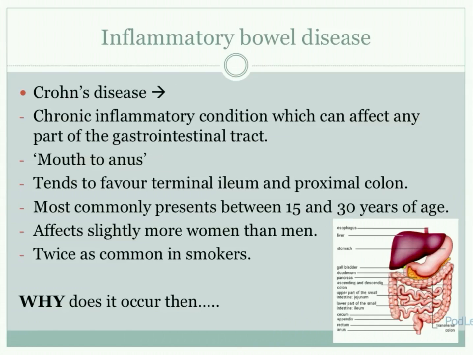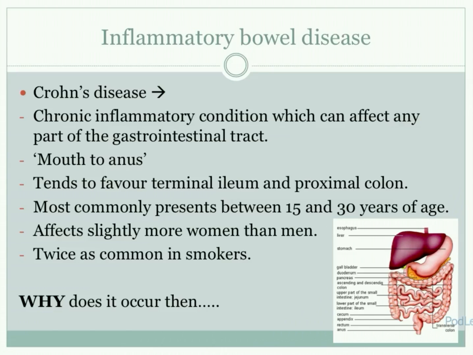So, what is Crohn's disease? It is a chronic inflammatory condition which can affect any part of the GI tract. It tends to favour the terminal ileum and proximal colon. It most commonly presents between 15 and 30 years of age. It affects slightly more women than men and is twice as common in smokers.